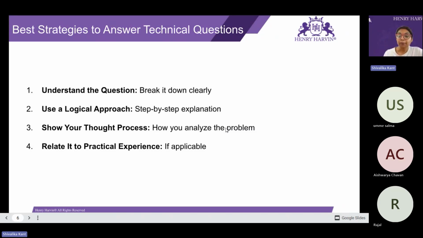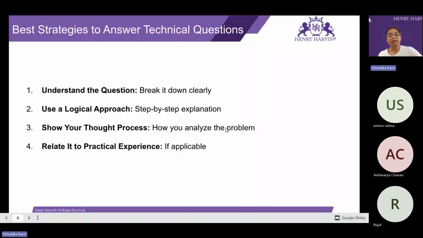And admit if you don't know the answer, but show the willingness to learn it. It's okay. You might not know everything. We are not God. So here what you can say is, I haven't worked extensively with XYZ, but I have experience with ABC and I'm confident I could pick it up quickly. This shows your honesty, your humility, and your adaptability.